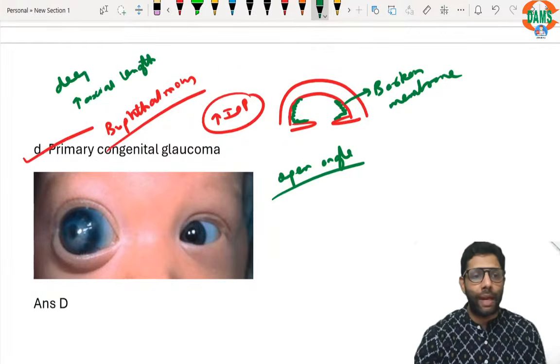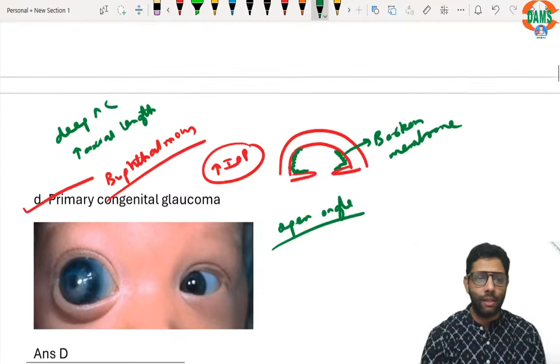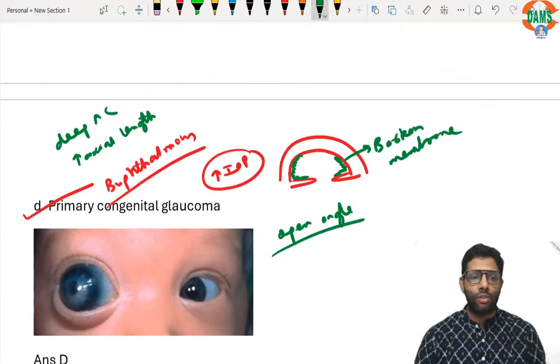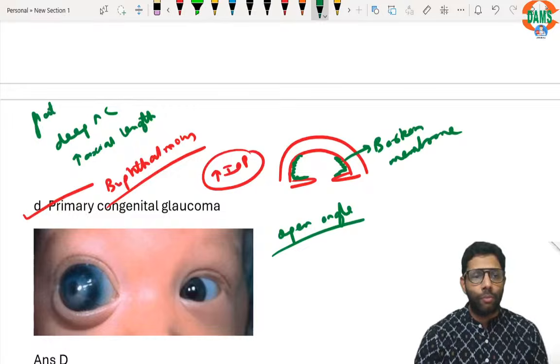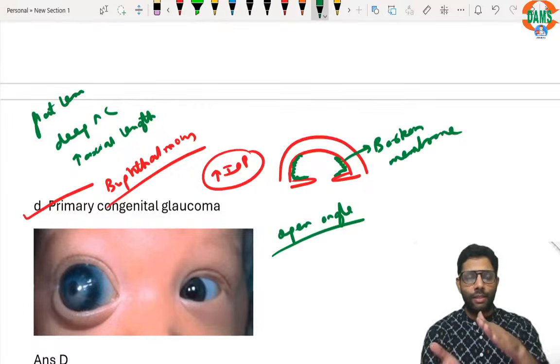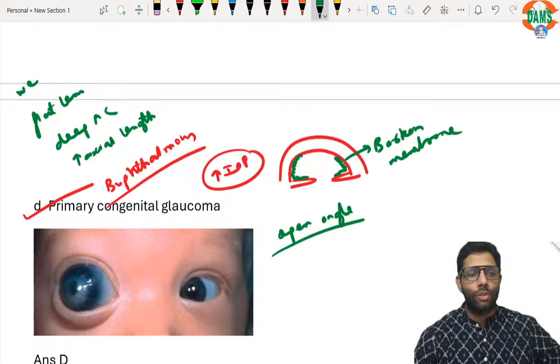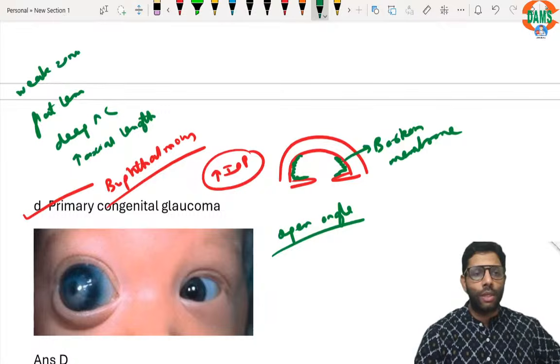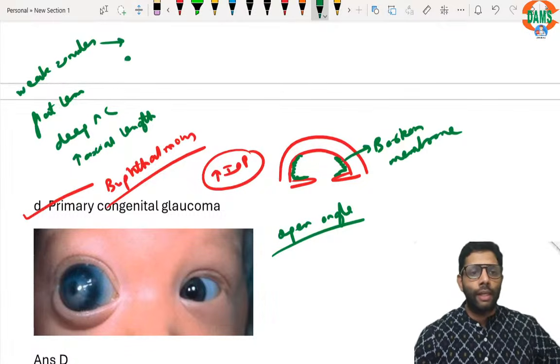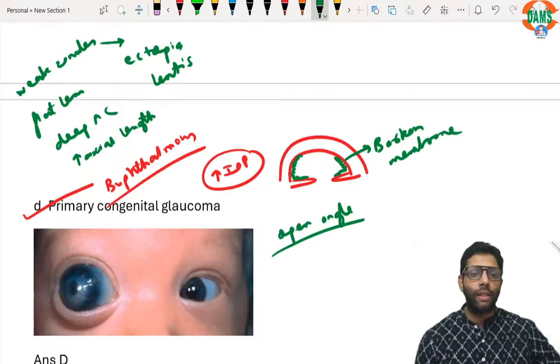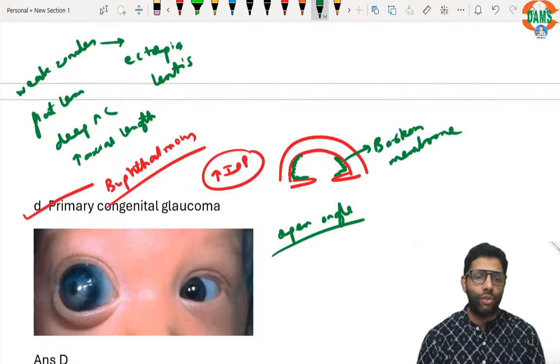There will be a deep anterior chamber because the eyeball size is increasing. Because of high pressures, there will be compression of the lens, so the lens is flat. There will be weak zonules. And if the zonules are broken down, it can lead to subluxation. Dislocation means ectopia lentis. Lentis means lens. And here the cup disc ratio can reverse if you manage on time.